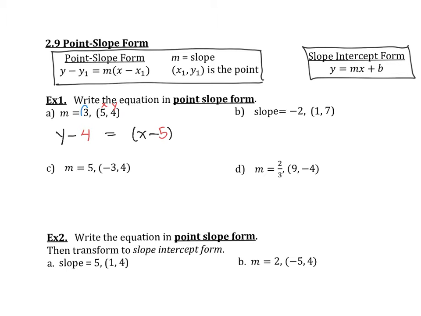The slope, the 3, goes right in the front. Because it just says to write it in point slope form, then I'm done. This is the equation that represents the line. Later on, we'll do more and change it to slope intercept form.